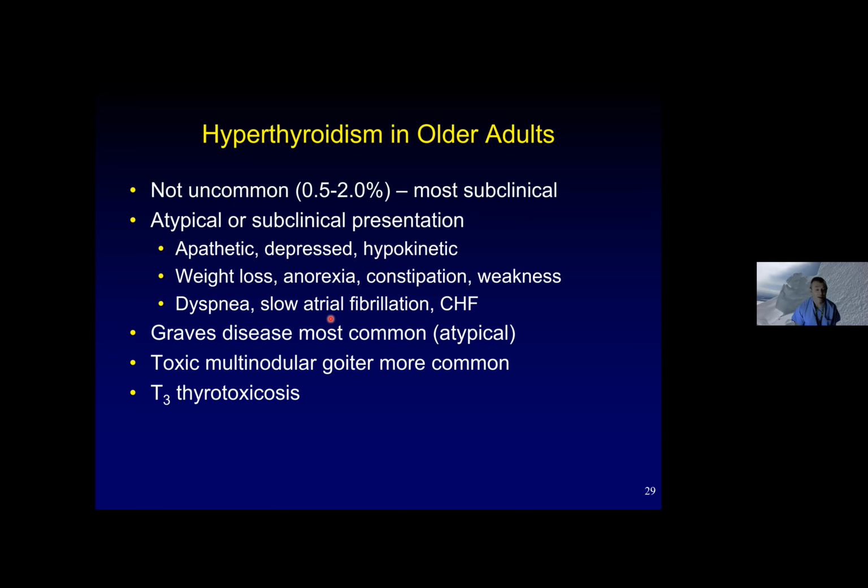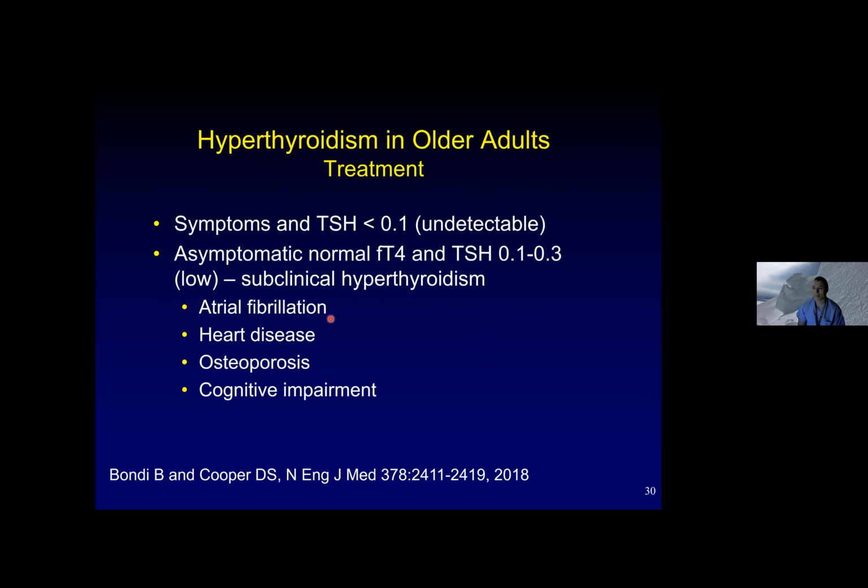Graves' disease is still the most common, so it is important to check TSI antibody. And toxic multinodular goiter is more common than a single nodule in the older adult, as is T3 thyrotoxicosis, so that variant where only T3 is increased. What is the treatment of hyperthyroidism in older adults?